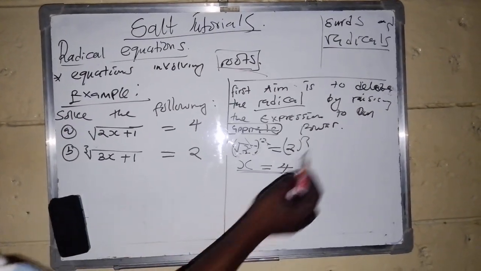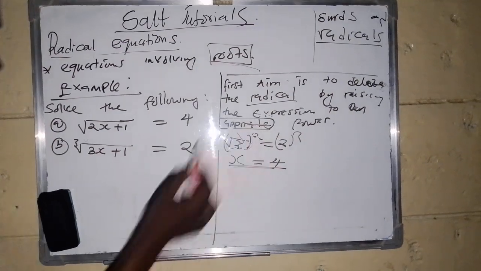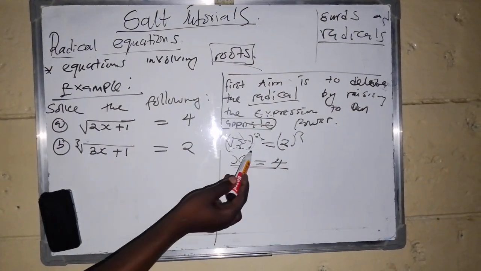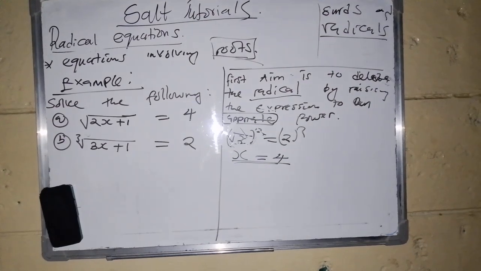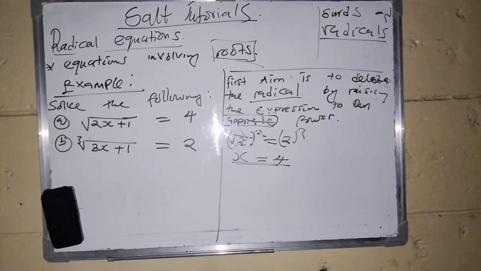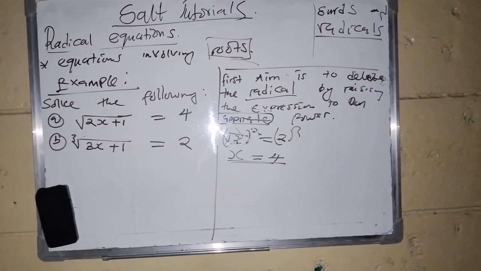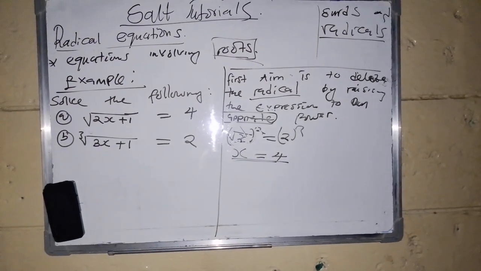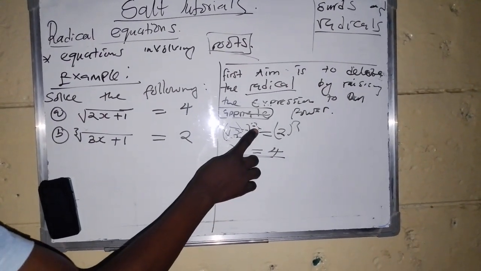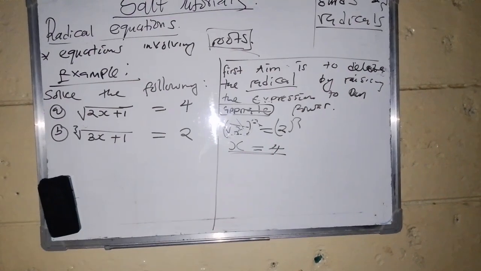Now, this raising of the expression means that whatever power you raise the expression to, you do it also on your right hand side. You don't only do it on the left hand side where the radical is, but the entire expression from the left hand side, if it is squared, my right hand side as well should be squared.